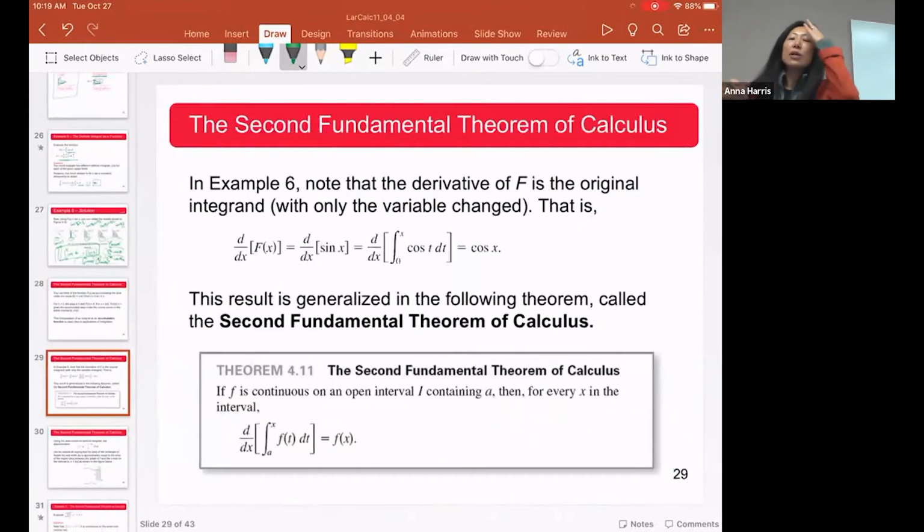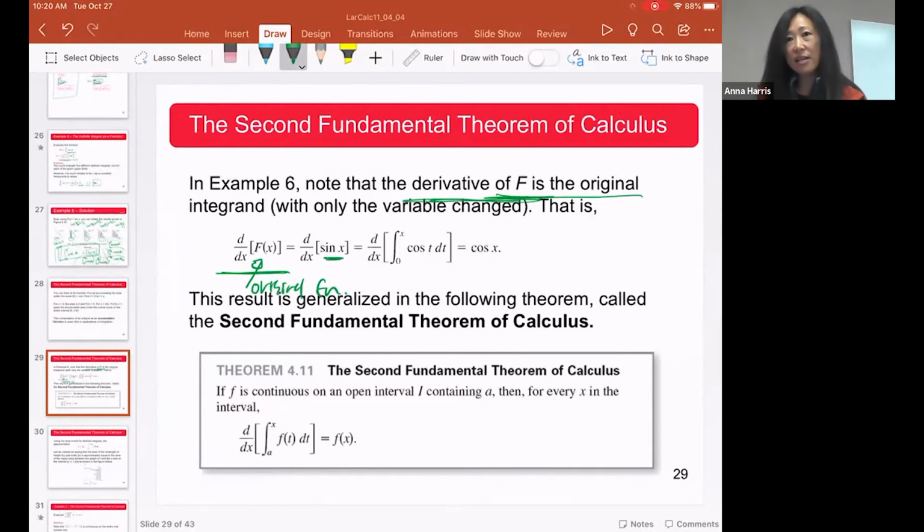Now, let me tell you an even more amazing thing. Example 6 noted that the derivative of F is the original integrand with only the variable changed. That is, if I have the derivative of F of x, you can think of the original function, which is sine x.